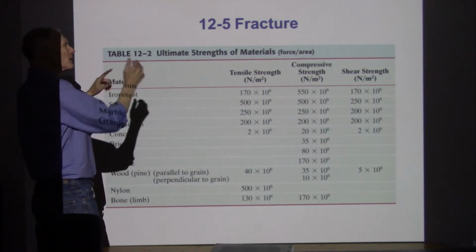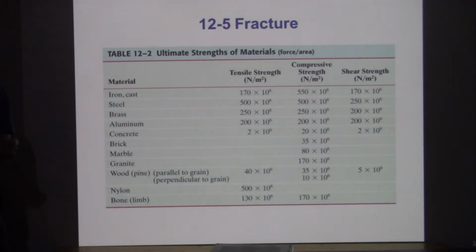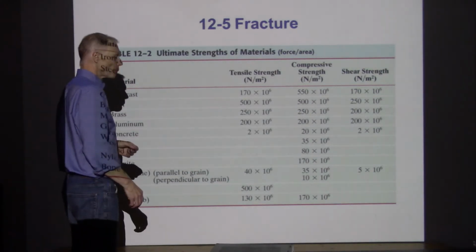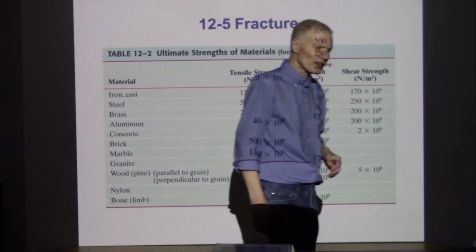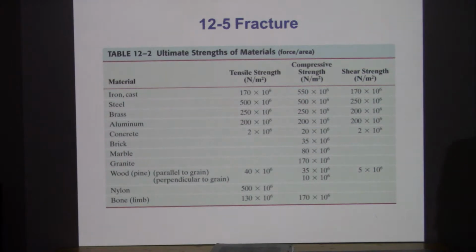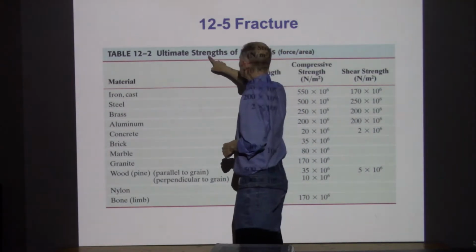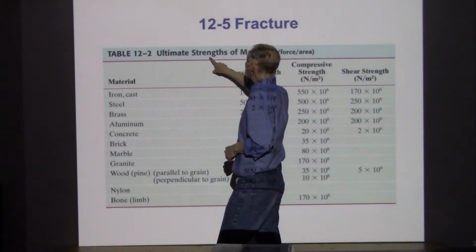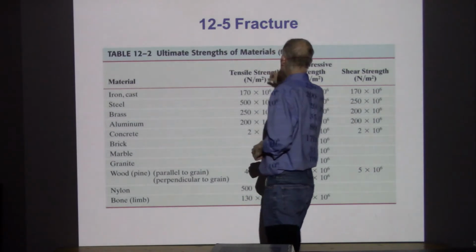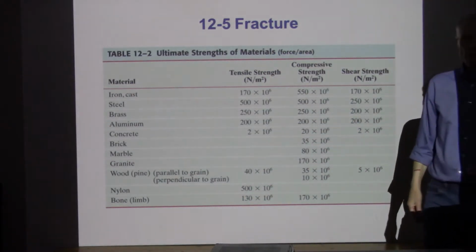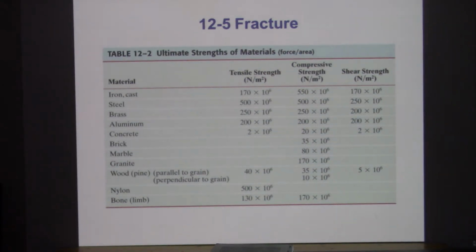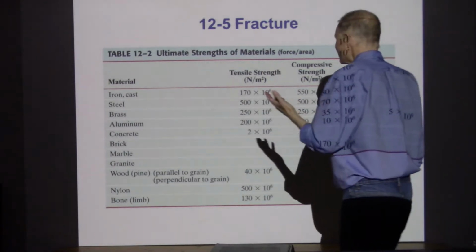Okay, this is another table that looks like the table before. Do not get them confused. Make sure that when you're flipping back and forth through the textbook, this is not the elastic and shear modulus table. It's the ultimate strength. Now, ultimate strength tells us under what stress the material will fail. If the stress gets to a certain point for a material, it's going to fracture.